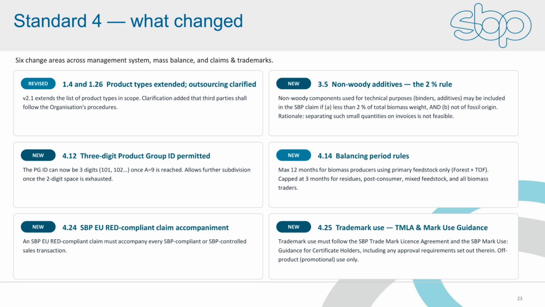4.10 sets balancing period rules. Maximum 12 months for biomass producers using primary feedstock only, that's forest plus TOF, capped at 3 months for residues, post-consumer, mixed feedstock, and for all biomass traders. 4.24 requires that an SBP EU RED compliant claim accompany every SBP compliant or SBP controlled sales transaction. And 4.25 governs trademark use through the TMLA and mark use guidance, including any approval requirements and limited to off-product promotional use only.